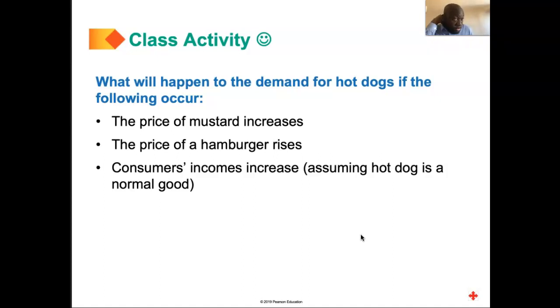And just in case you want to know the answers, right? If the price of mustard increases, the demand for hot dogs is actually going to fall, because hot dogs and mustard tend to be complements, okay? If the price of mustard increases, people are buying less mustard and hence fewer hot dogs. If the price of a hamburger rises, the demand for hot dogs will actually increase because they're substitutes, okay? And assuming that hot dog is a normal good, if consumers' incomes increase, the demand for hot dogs will increase as well, okay? So I'd like to stop here, and next time when we come back, we'll be looking at the seller side of the market, which is essentially supply, okay?